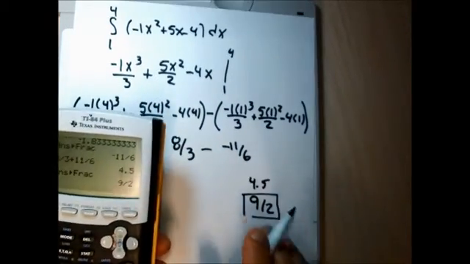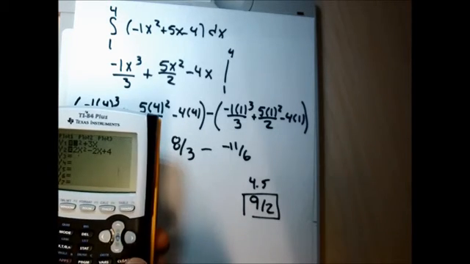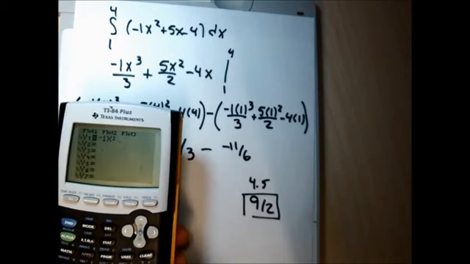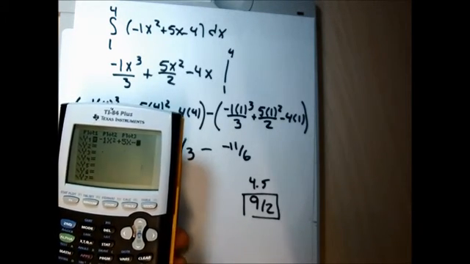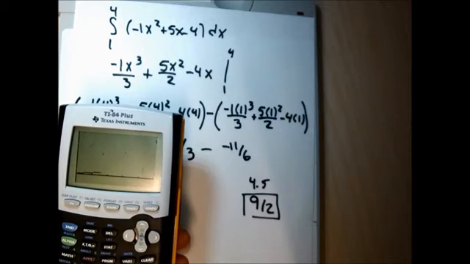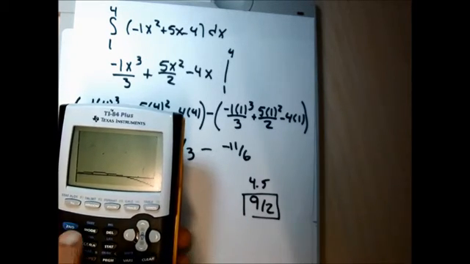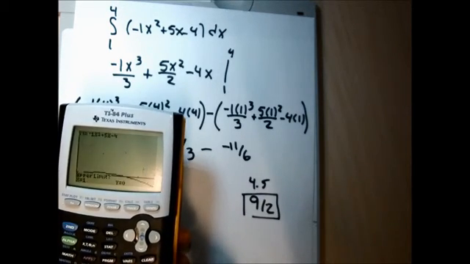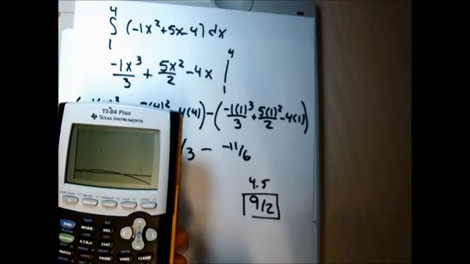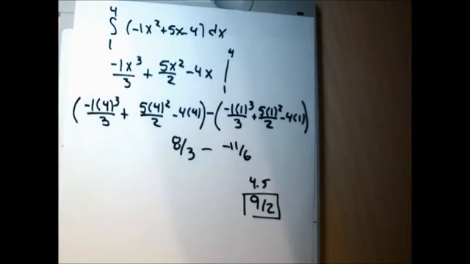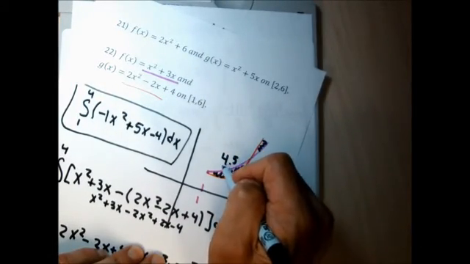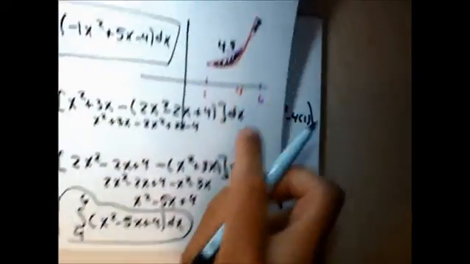For my answer to this, I'm going to double check this on my calculator by going y equals, clear, clear, negative 1x squared plus 5x minus 4, graph it and integrate from 1 to 4. So second calc 7, lower limit 1, upper limit 4, better see 4.5. Otherwise I made a mistake. Beautiful. So first area, this area right here is 4.5. We'll move on and find the second area by doing that integral on a separate sheet of paper.